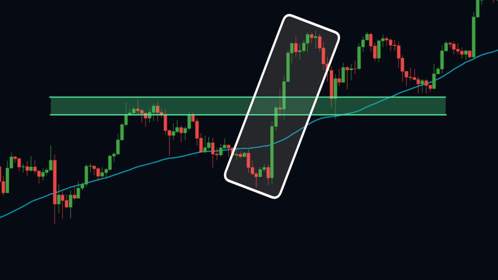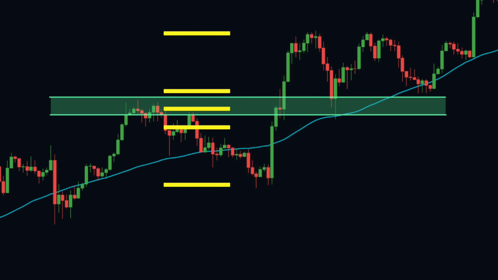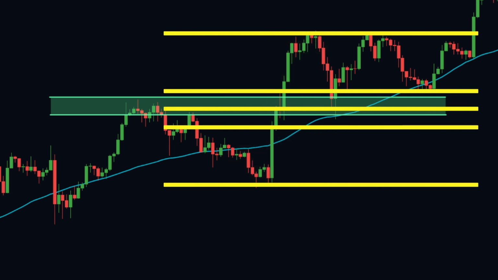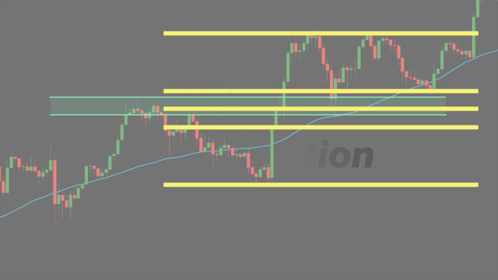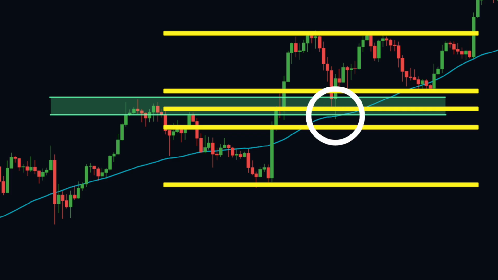We identify this upward movement and use the Fibonacci retracement tool to draw the levels. The 50% level is in confluence with the support level as well as the 50 period moving average. As a result, we have 3 confirmations on this setup. The retracement level, moving average, and the support level all overlap in the same area.